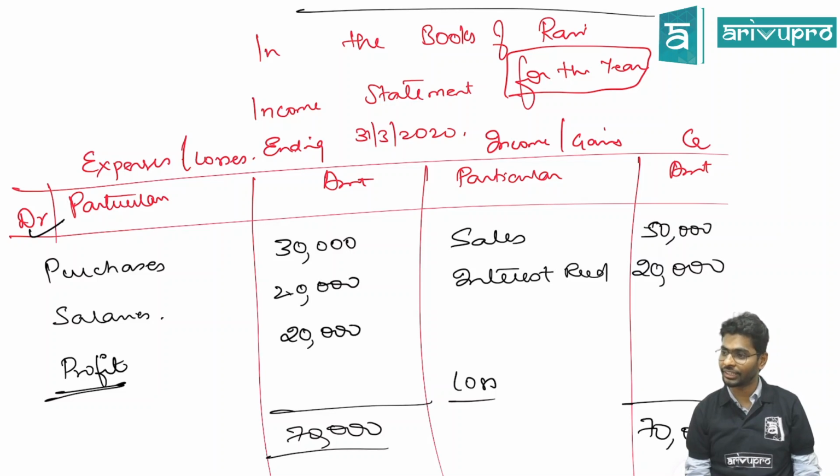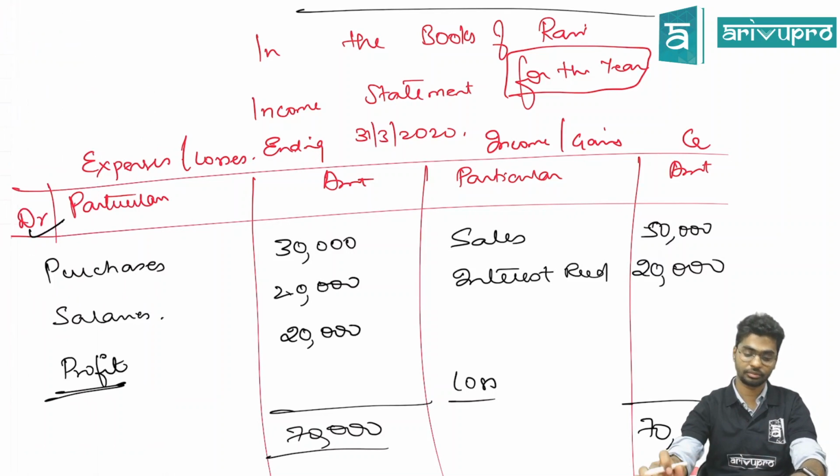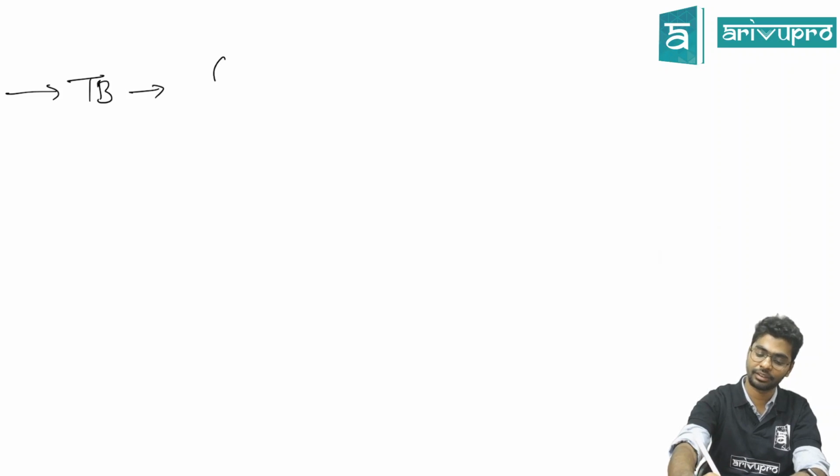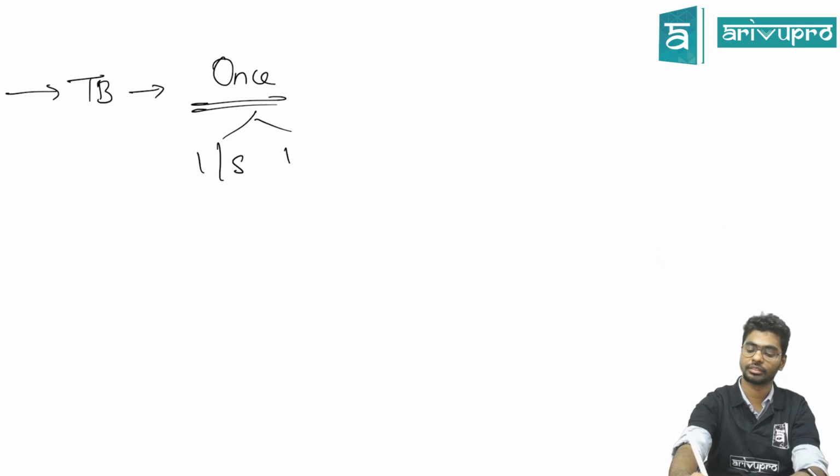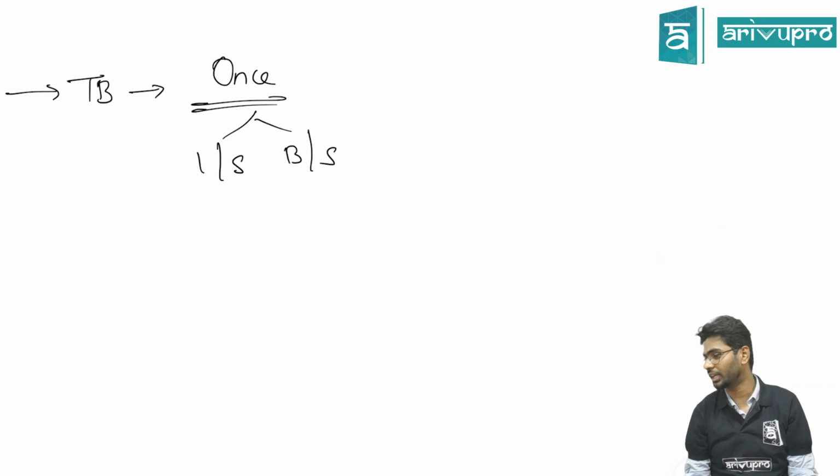Do you want to write it down? Can I start? Basic rules, you need to remember. Whatever appears in the trial balance will only appear either in the income statement or in the balance sheet. Things to remember, very, very important. Till here, are you guys fine?